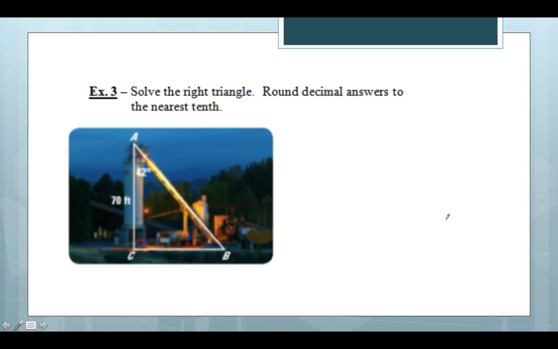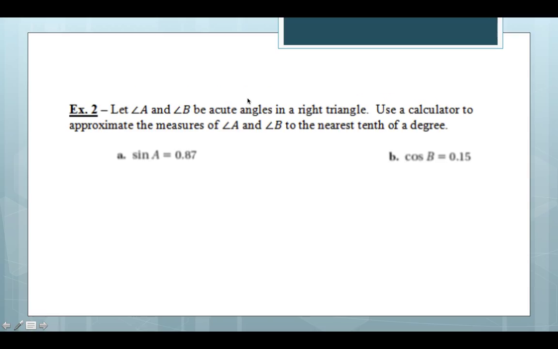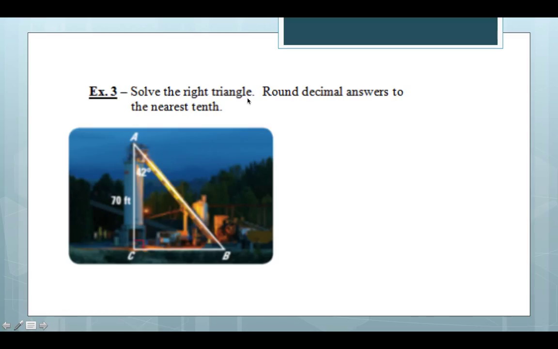All right, this particular example says to solve the right triangle. Keep in mind earlier in our notes we said to solve means to find any unknown information. So in this case, the unknown information that we have is any of the missing angles. Well, we know angle C to be a right angle, and we know angle A to be 42 degrees. So the only angle that we don't know is angle B. So that's one piece of information we need to find.